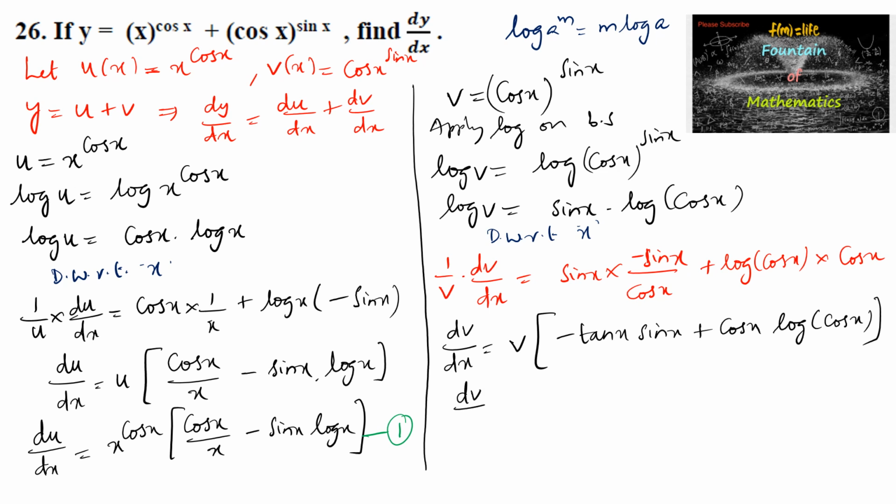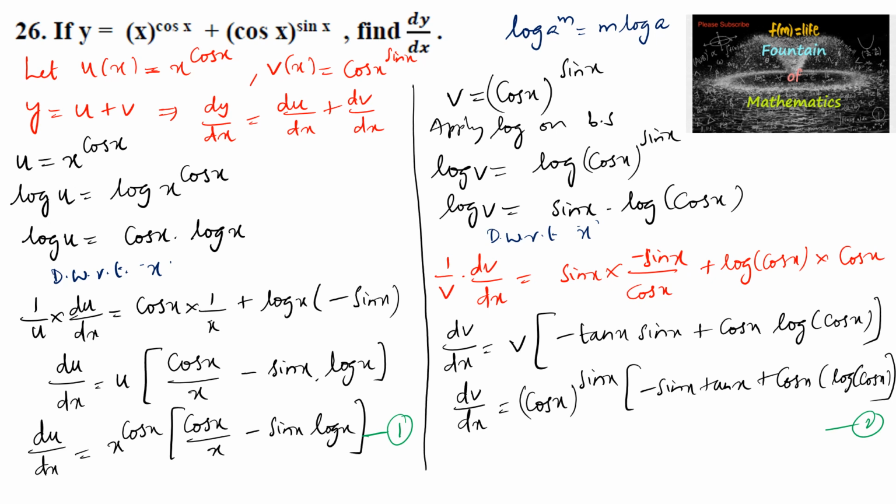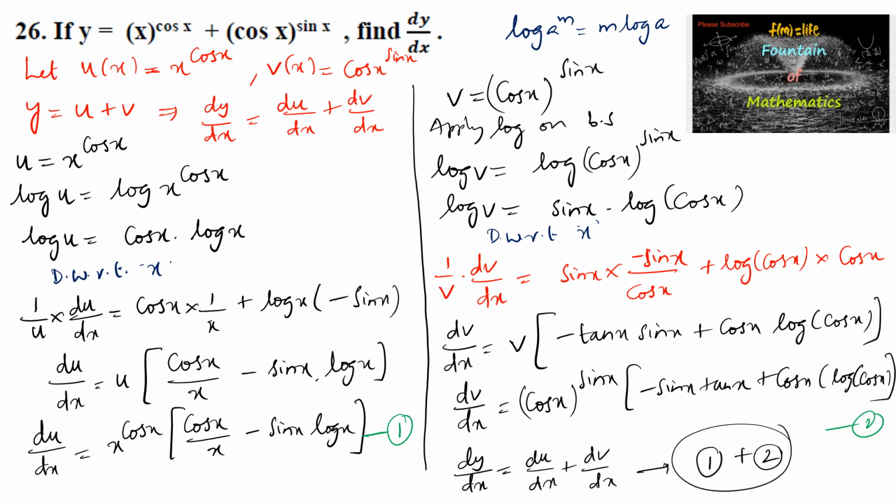or we can also write dv by dx is equal to cos x to the power of sin x into minus sin x into tan x, or tan x into sin x, plus cos x into log of cos x. Say this is 2. So what is required? dy by dx. So dy by dx is equal to du by dx plus dv by dx. So adding 1 and 2 will give the answer. Okay.